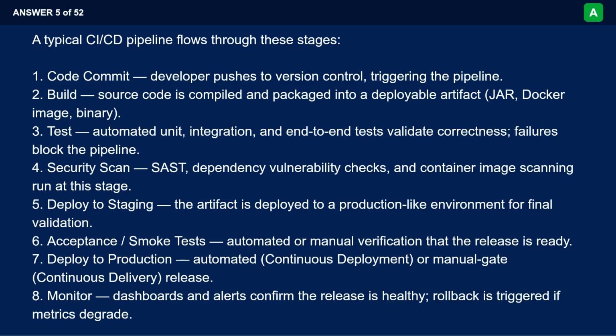5. Deploy to staging: the artifact is deployed to a production-like environment for final validation. 6. Acceptance/smoke tests: automated or manual verification that the release is ready. 7. Deploy to production: automated (continuous deployment) or a manual gate (continuous delivery) release. 8. Monitor: dashboards and alerts confirm the release is healthy. Rollback is triggered if metrics degrade.